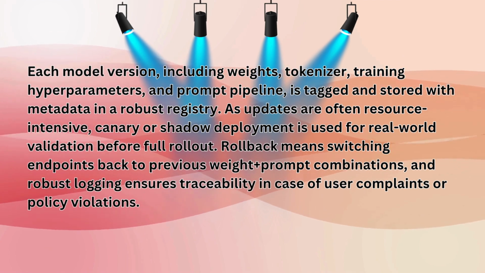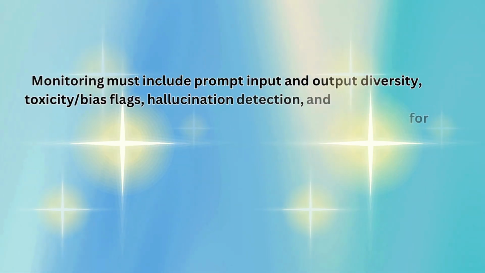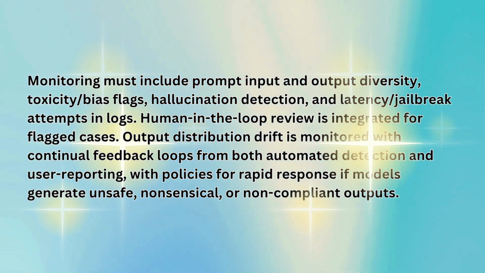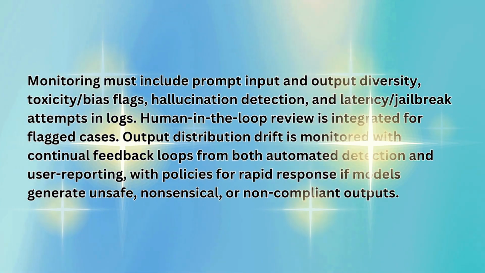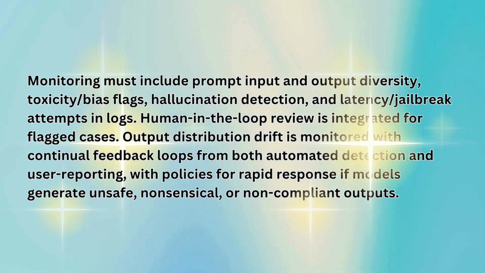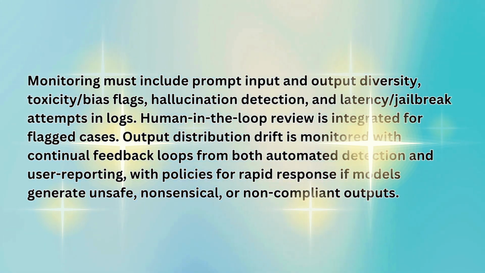What additional monitoring is essential for LLM-powered applications versus traditional ML? Monitoring must include prompt input and output diversity, toxicity or bias flags, hallucination detection, and latency or jailbreak attempts in logs. Human-in-the-loop review is integrated for flagged cases. Output distribution drift is monitored with continual feedback loops from both automated detection and user reporting, with policies for rapid response if models generate unsafe, nonsensical, or non-compliant outputs.